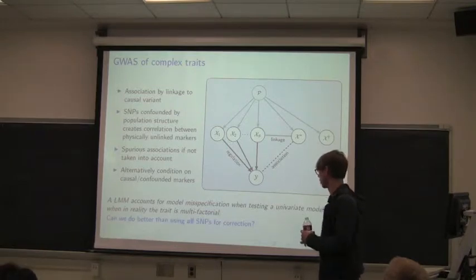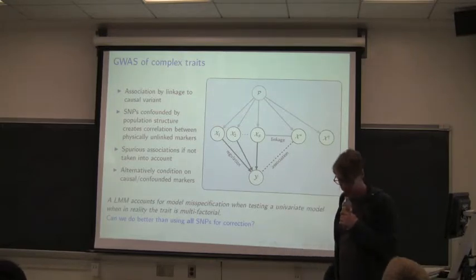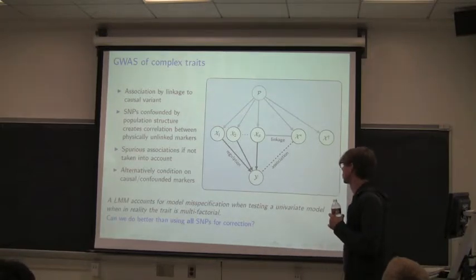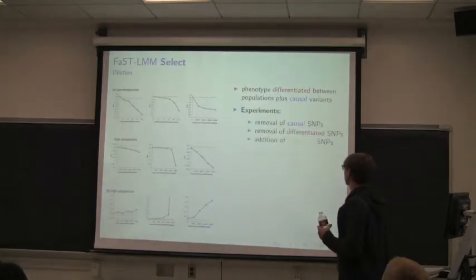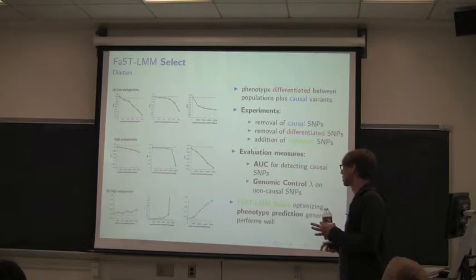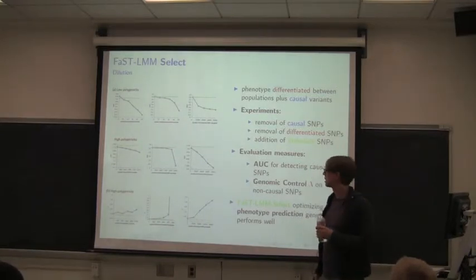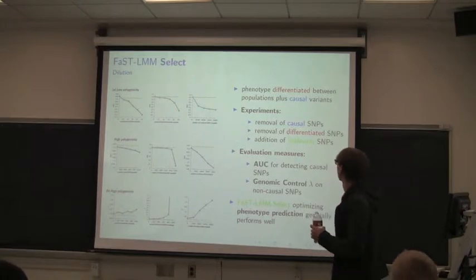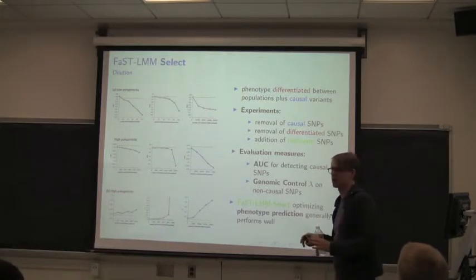Well, but this is now basically a research question that we asked ourselves a couple of years ago. Can we do better in using all SNPs for correction? And the one answer is that if we do a variable selection approach, we can often do better. Not always, but often we can. So if you have some reasonable way to narrow down the SNPs, then try not to use all.